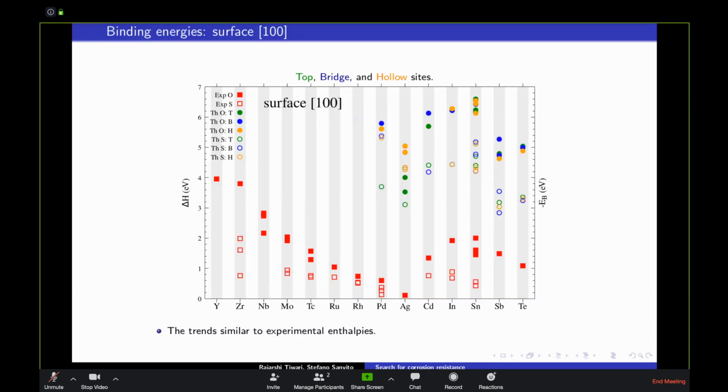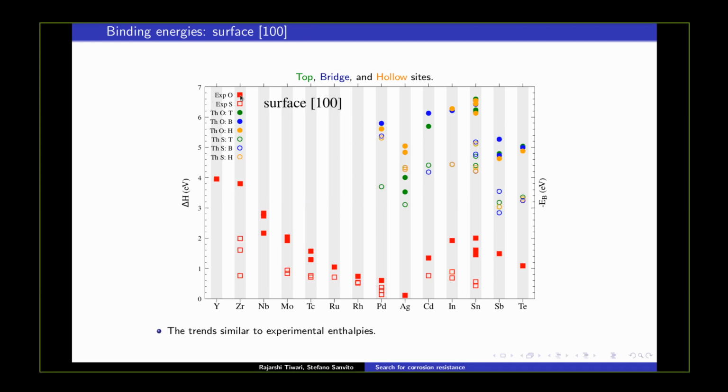Now, here what we actually did was superpose our binding energy data with the actual enthalpy of formation. So the red closed squares and red open squares are the enthalpy of formation against oxygen and sulfur for these metals. And we see this trend: monotonically, this formation energy decreases towards the silver, then tries to increase, reaches a maximum and goes down further.